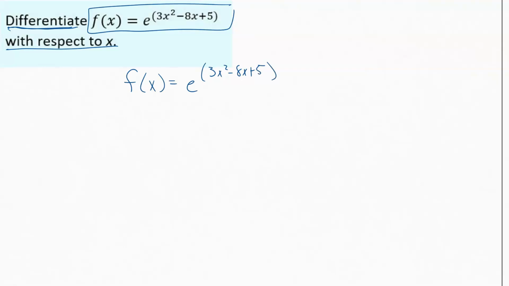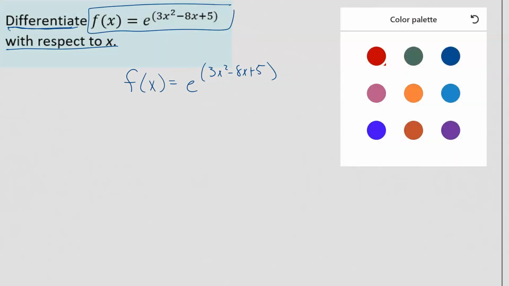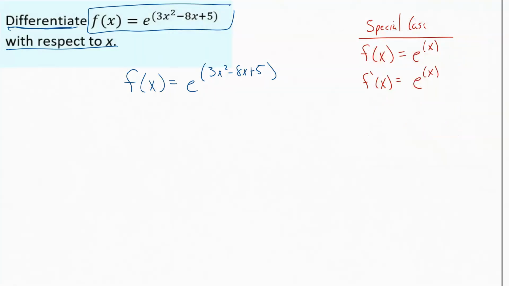When you see an e in a problem, this is what I refer to as a special case derivative. There are just certain derivatives that you have to have memorized. If you have them memorized, they're no problem. If you don't, you're never going to guess them. So if our special case is e to the x, the derivative of e to the x is e to the x.